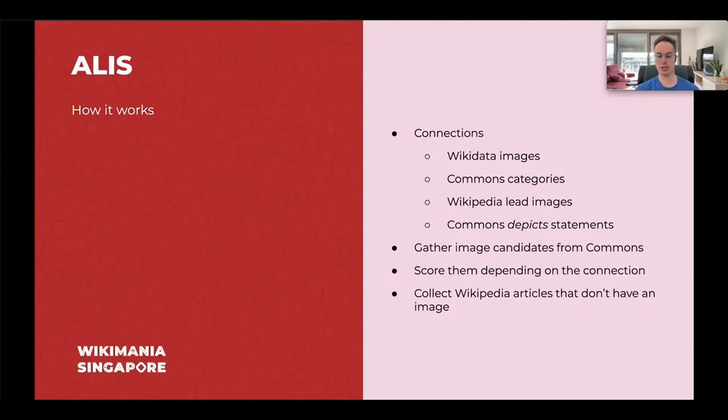So the first obvious step of the pipeline is to gather all image candidates from Commons that match the given connections. Then we assign a relevance score depending on the connection, namely Wikidata images get the best score. Commons categories and Wikipedia lead images follow, while the depict statements are the least strong connection. This is according to a manual evaluation we made. And finally, we collect Wikipedia articles that don't have an image and match them against all images for suggestion.